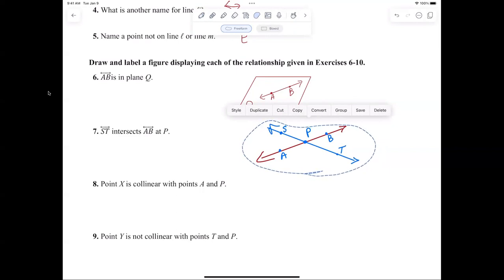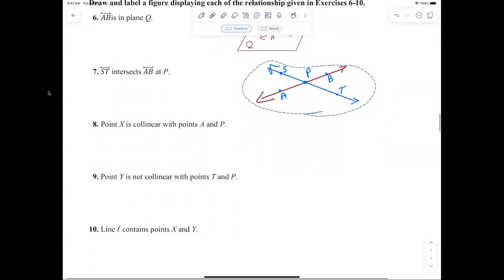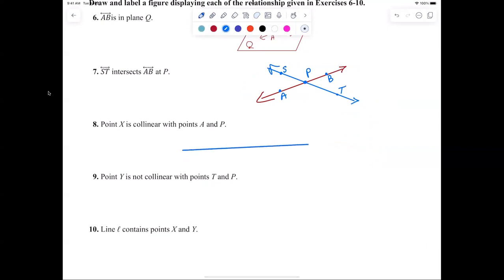Point X is collinear with points A and P. So it would just be on the same line, right? So to me, I would draw a line. All right, you don't want to try to draw the points without the line. Does it matter where X is in relationship to the A and the P? No.